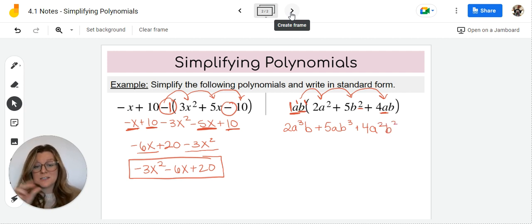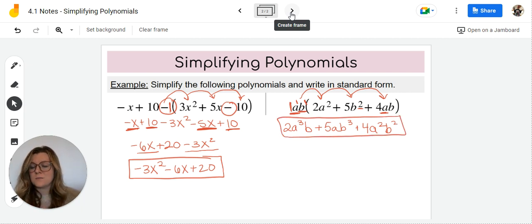So that's step 2. Step 3, I need to combine my like terms. I'm looking here, and every single term has to be exactly the same for me to combine it. a cubed b is not the same as ab cubed. All of these are a little bit different, so this is my final answer here. When you have multiple variables like an a and a b, you do not have to worry about writing it in standard form.